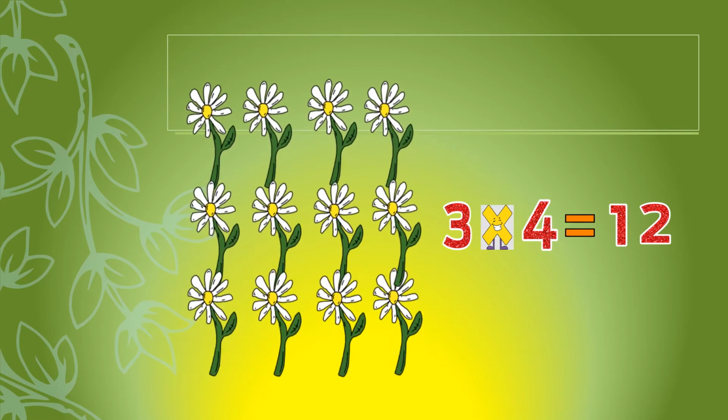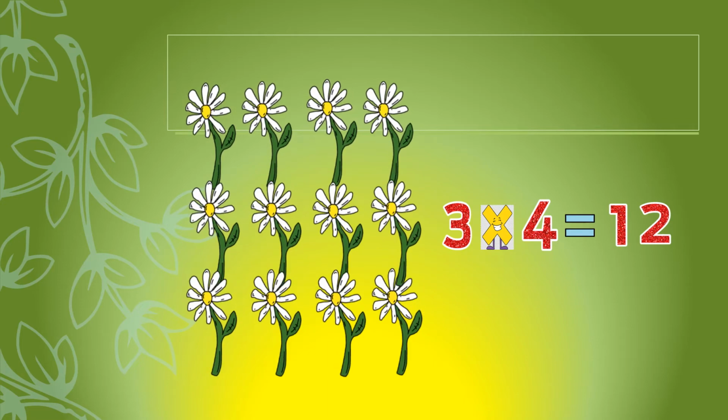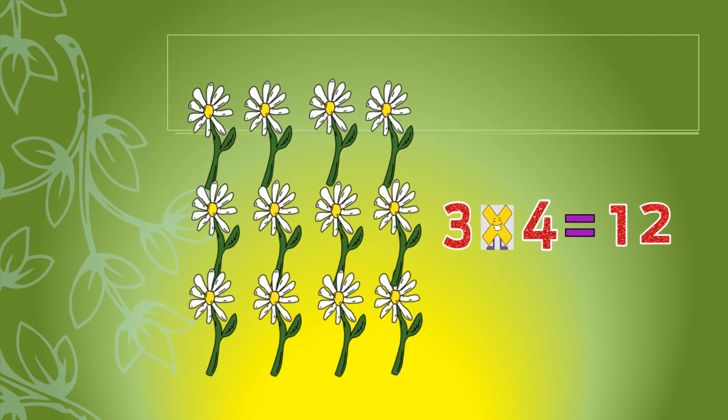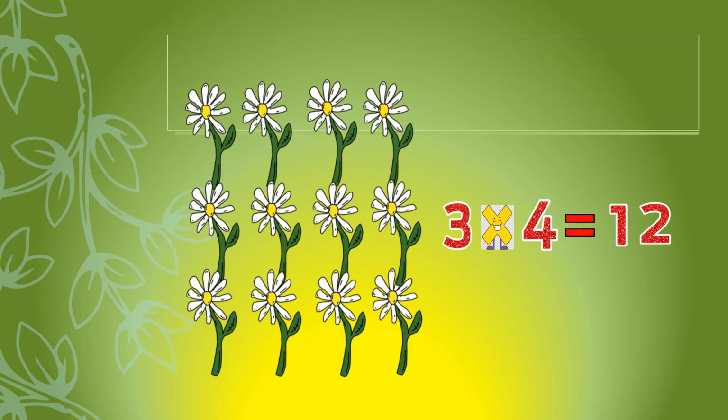So 3 multiplied by 4 equals to 12. Here, if we divide 12 by 4, we'll obtain 3. And you can see there is no flower left behind.